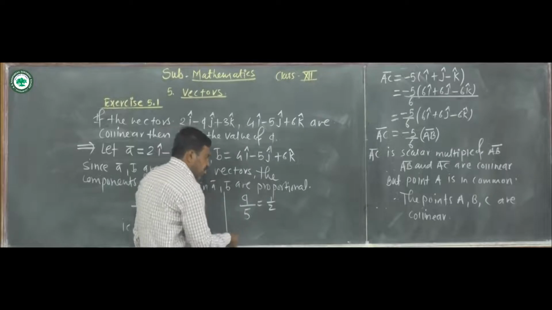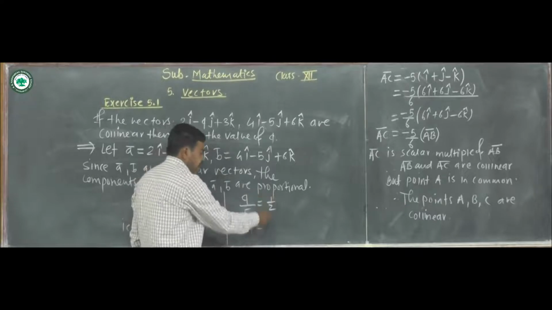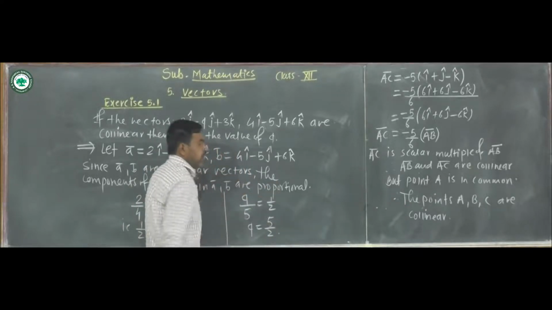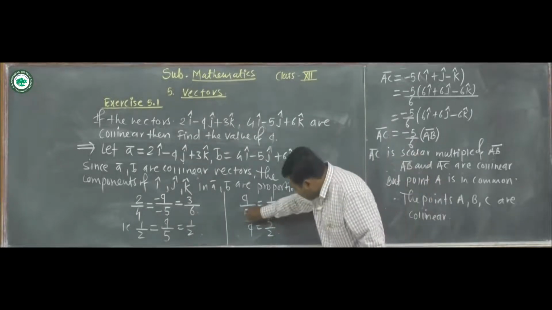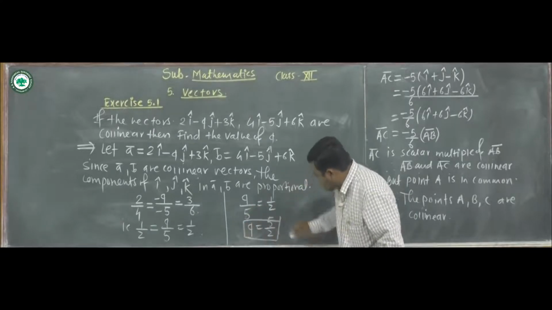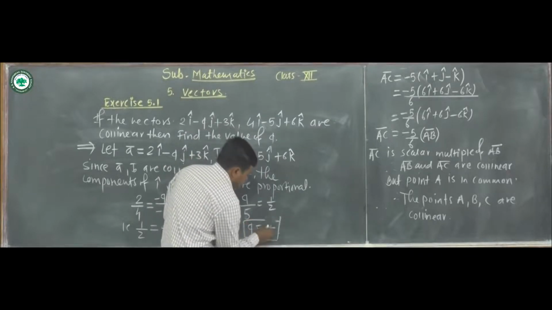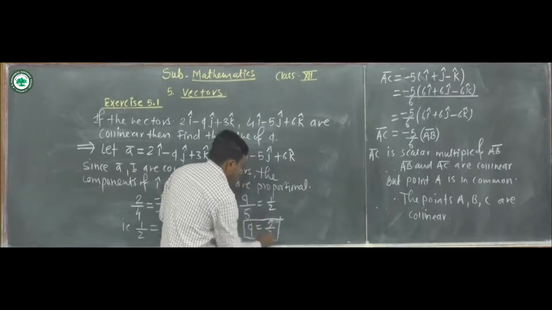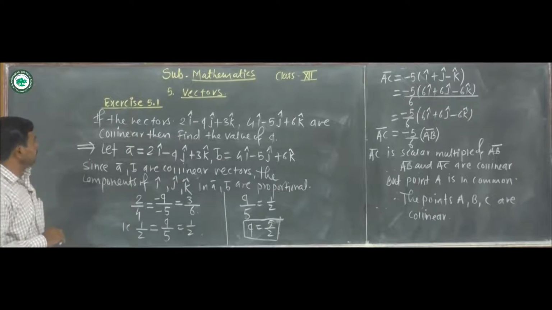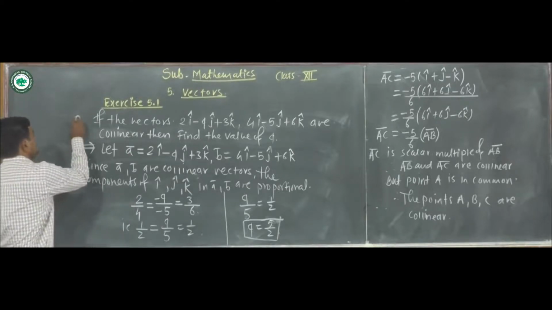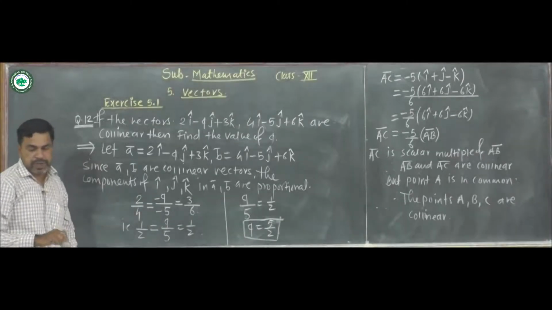So therefore q upon 5 is equal to 1 by 2. Shifting this 5 to the right hand side, we get q equal to 5 by 2. So the value of q is 5 by 2. This is the solution for question number 12 from exercise 5.1. Next question.